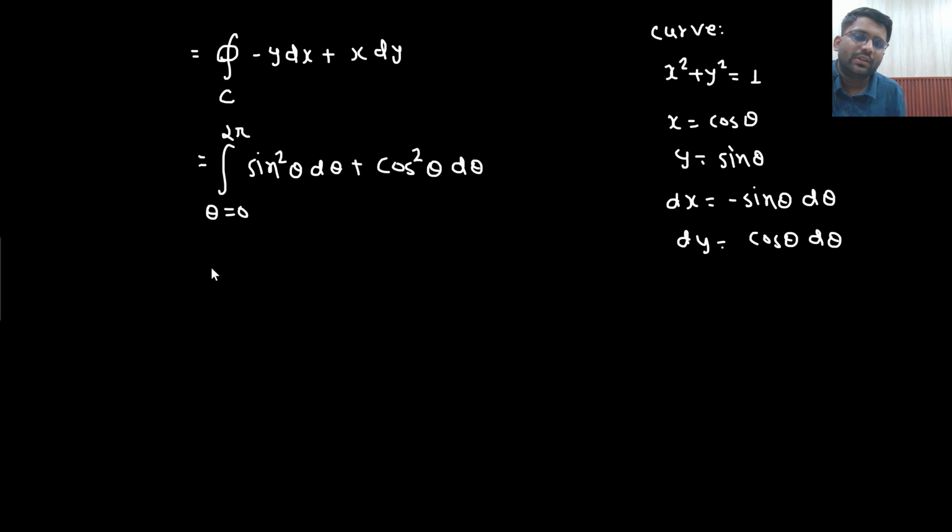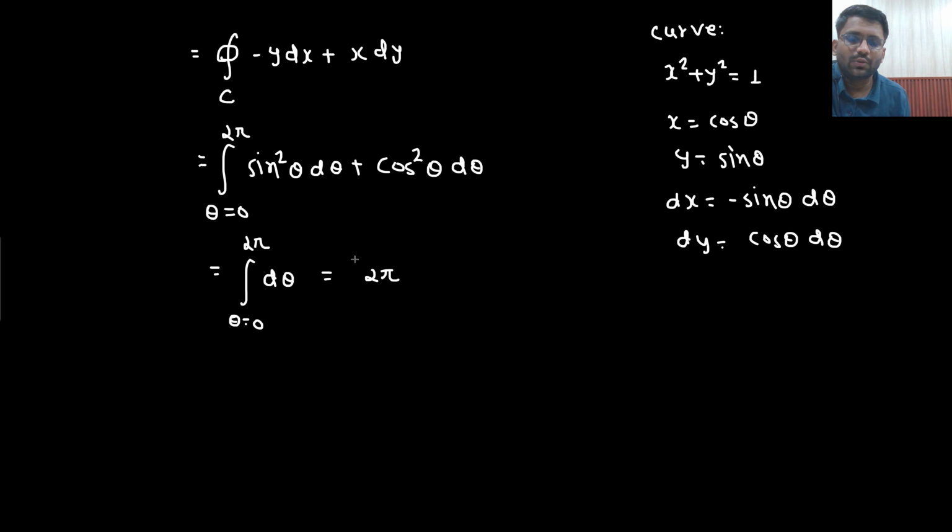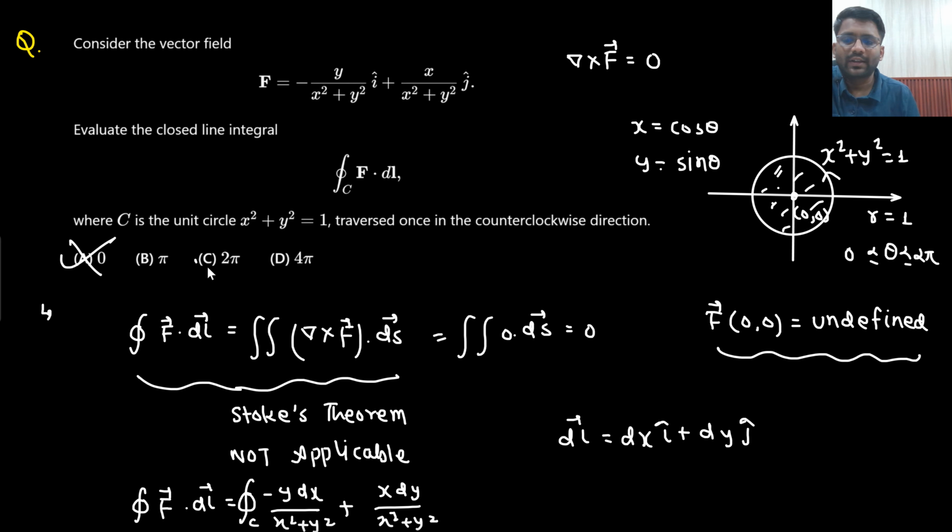So sin square theta plus cos square theta will become 1, d theta with theta going from 0 to 2 pi. So what is the answer we are getting? 2 pi is the answer that we are getting. So 2 pi will be the correct answer. You can solve the line integral on your own very easily, but make sure that if you are applying Stokes theorem, then take care that the function has to be continuous all over.